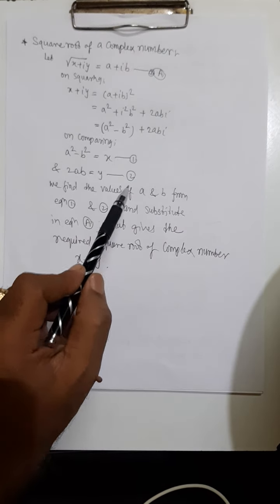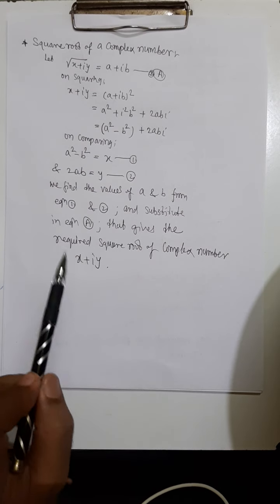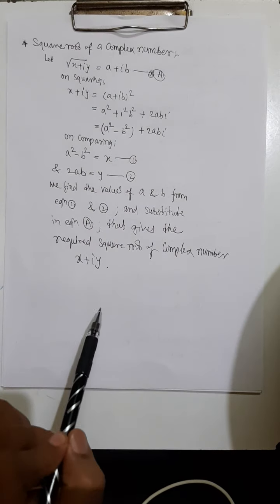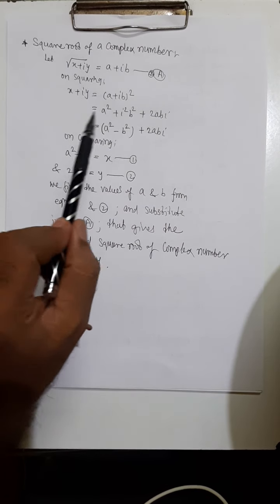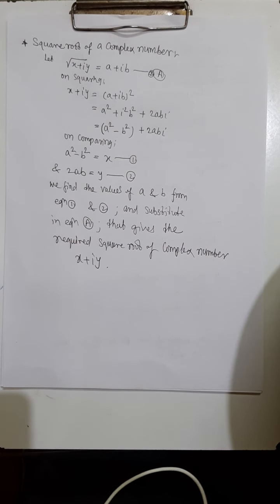So we get two equations 1 and 2. Solve these two equations. From that we can find the values of a and b, and substitute a and b in equation a, that is first equation, and that is nothing but required square root of given complex number x plus iy. After putting here a and b, we get required square root. Okay, then we'll see some problems depending on this.